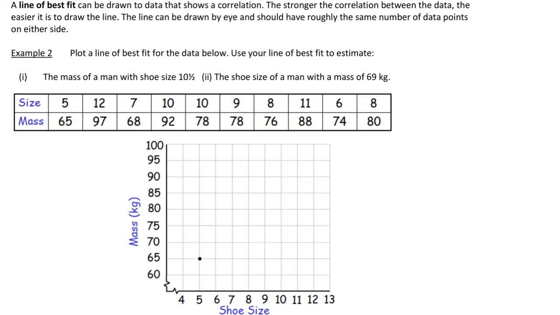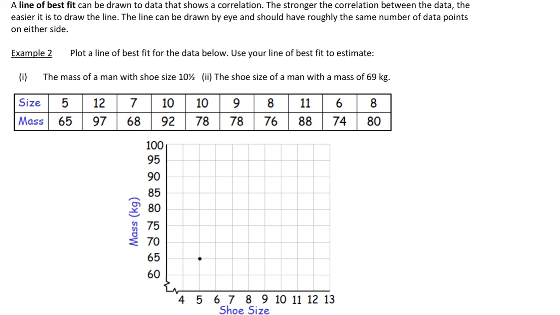So in those examples that we've just looked at, there was a line of best fit that was drawn. And we can do that to help show correlation. The stronger the correlation, the easier it is to draw the line of best fit. The line can be drawn by eye and should have roughly the same number of points either side. So if we've got this data, we can try and plot this and see if we can draw a line of best fit. So we've got the point 5 and 65 has already been plotted for us.